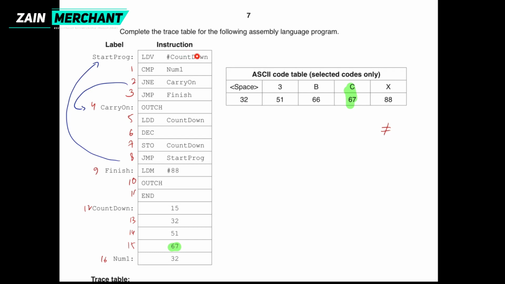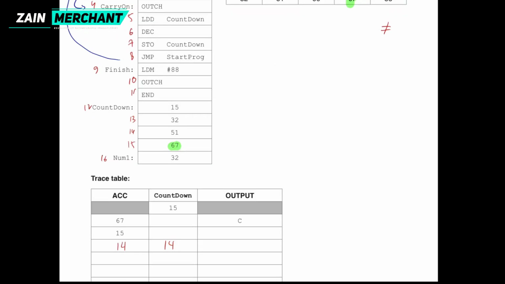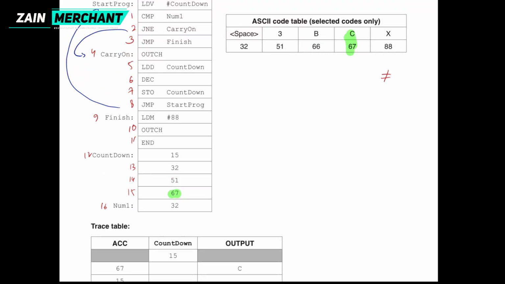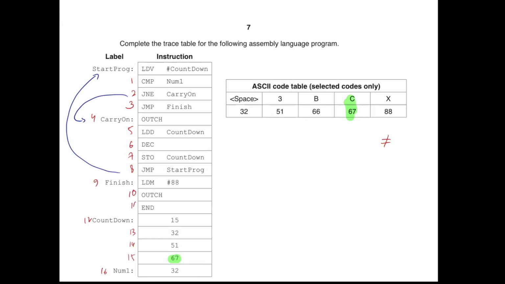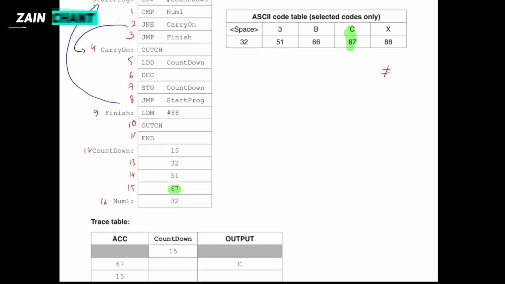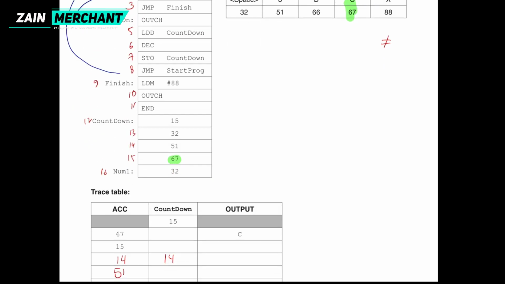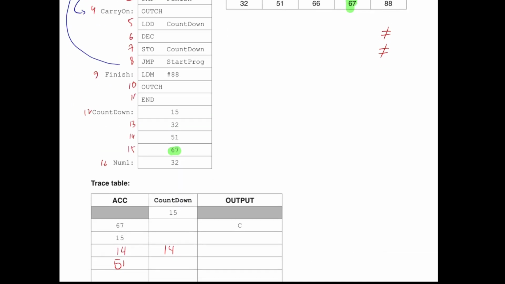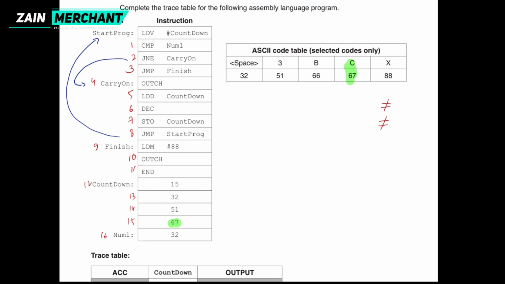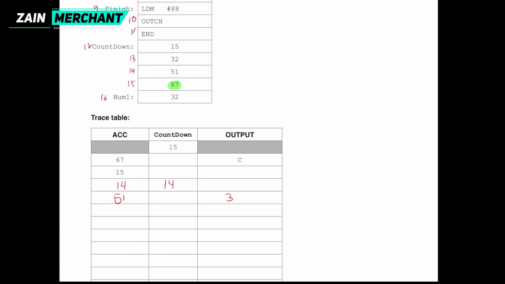This is again LDV countdown. The current value for countdown is 14. We jump 14 steps down. We get the value 51. We load this value into the accumulator. Compared with num1, num1 is still 32. We compare with 51. The result is again not equal to. Okay. Then JNE, still jump if not equal, to carry on. We jump to carry on, OUT ch. The current value for the accumulator is 51. In the ASCII table, 51 is 3. So we output the value 3.